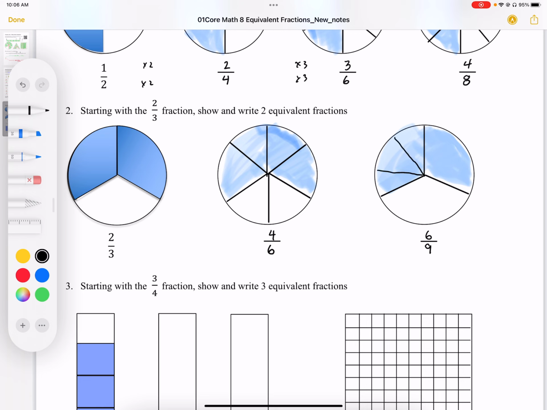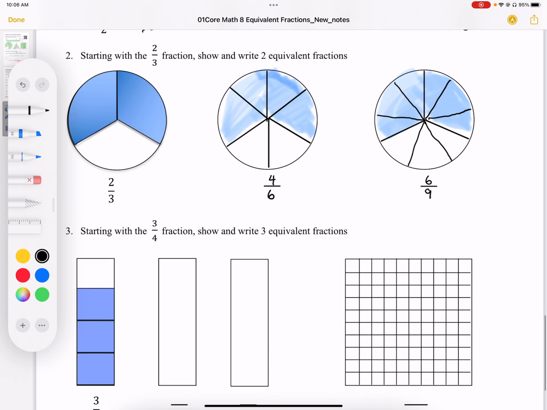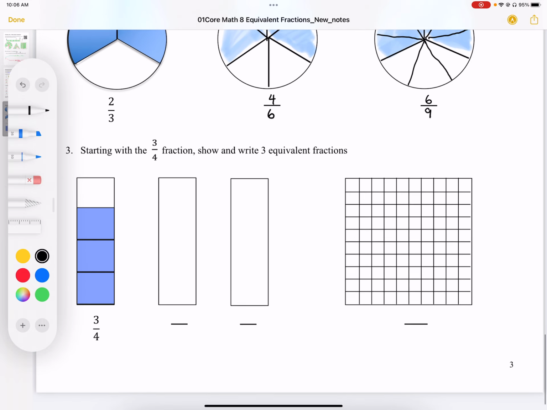So that's going to give me 6 shaded like that. And then when I divide this up like that, that's going to give me my 9 parts whole. Now, it's not perfect, but I can see all the right number of pieces. The pieces may not be the right size, but they're the right number of pieces.